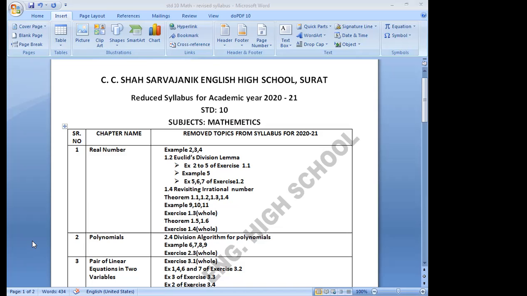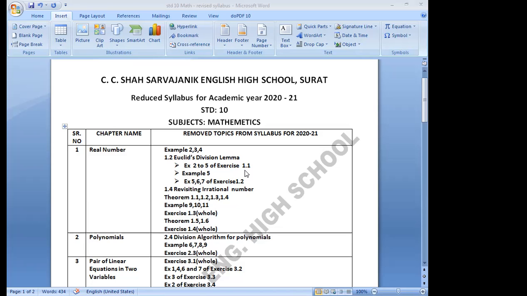Page number 6, examples 2, 3 and 4, all these are excluded from the syllabus. You can see I have mentioned here also, examples 2, 3, 4 are excluded from the syllabus for this academic year. Next, exercise 1.1, page number 7. In that, sum number 1, use Euclid's division algorithm for finding the HCF, is included. But in exercise 1.1, sums number 2, 3, 4 and 5, that is 2 to 5, are excluded from the syllabus.